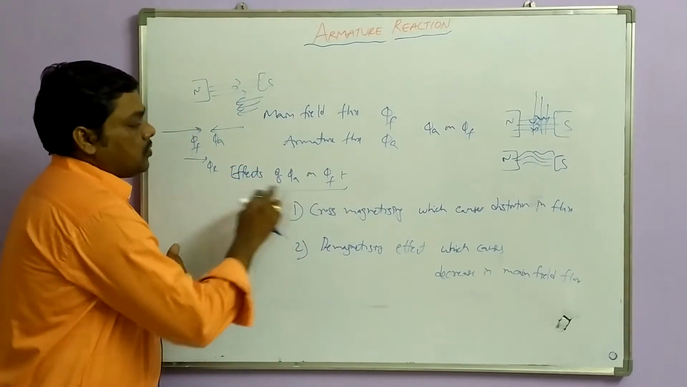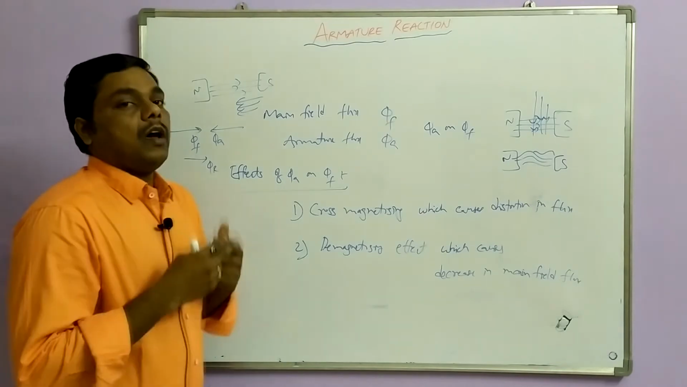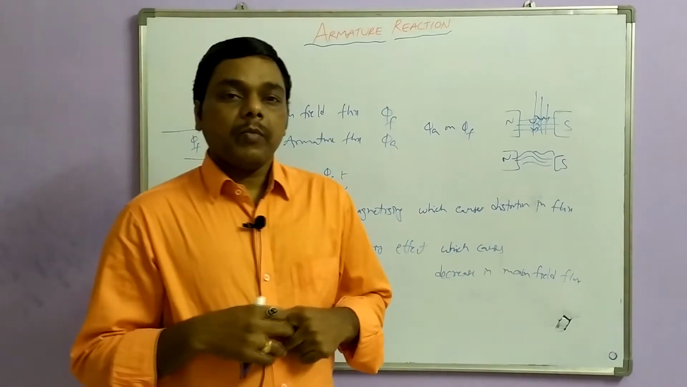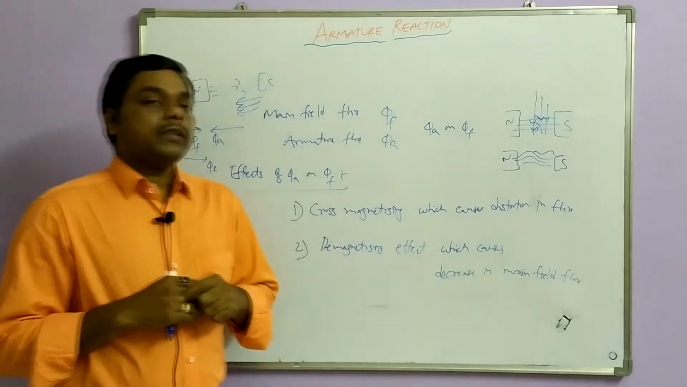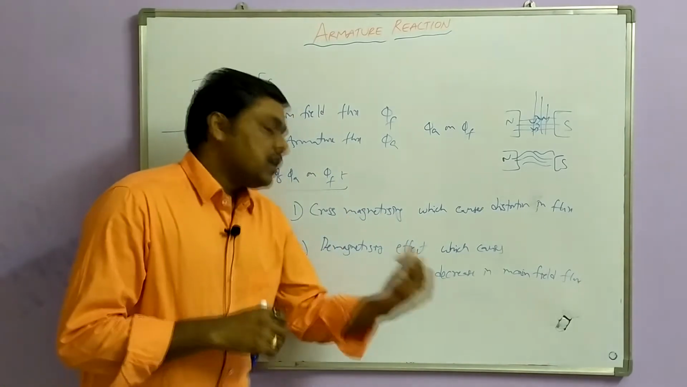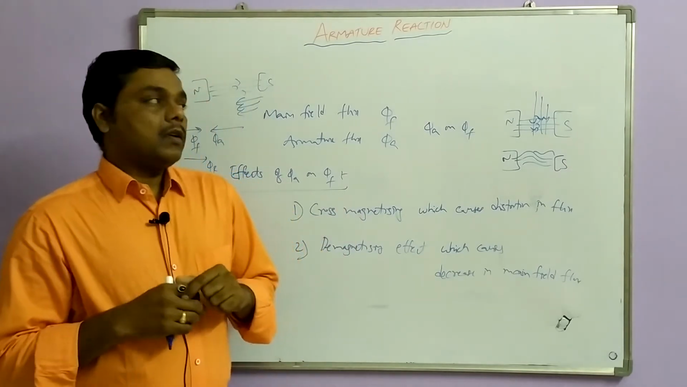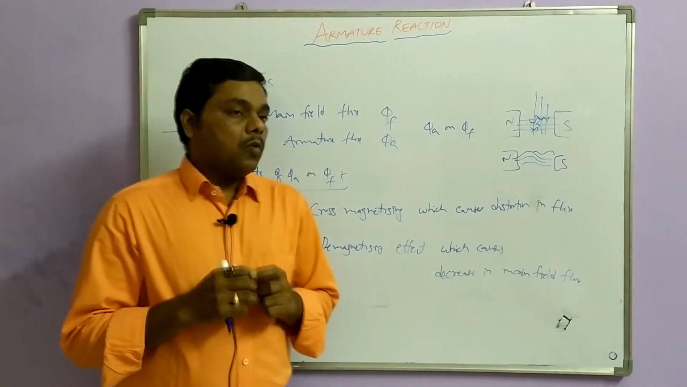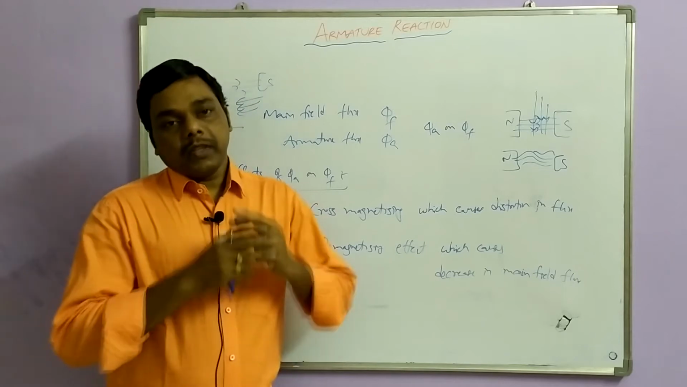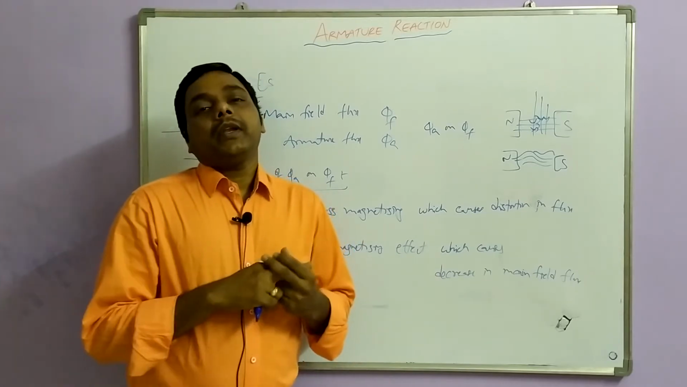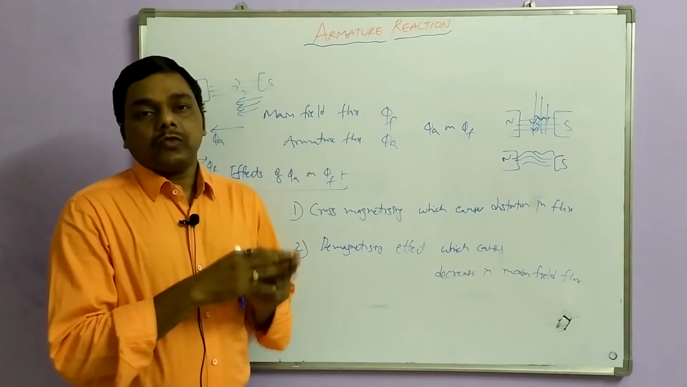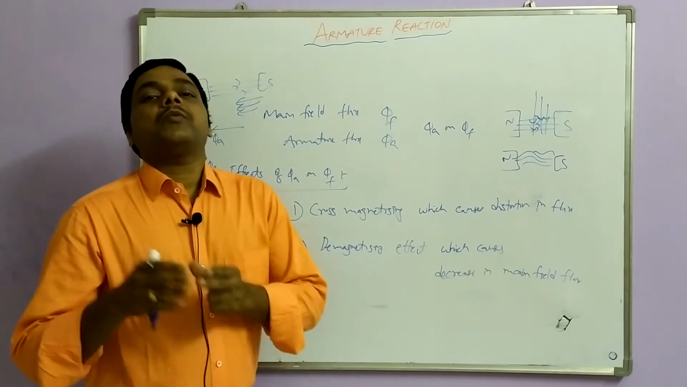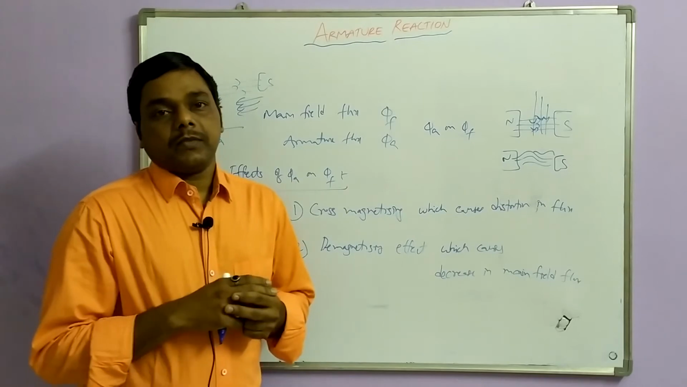So the effect of armature flux on main flux is called armature reaction, and it has two effects. One is cross magnetizing and the second one is demagnetizing effect. Now we will see how it affects when the armature is not having any current and when the armature carries current. So what happens to the main field flux and what happens to the armature flux.